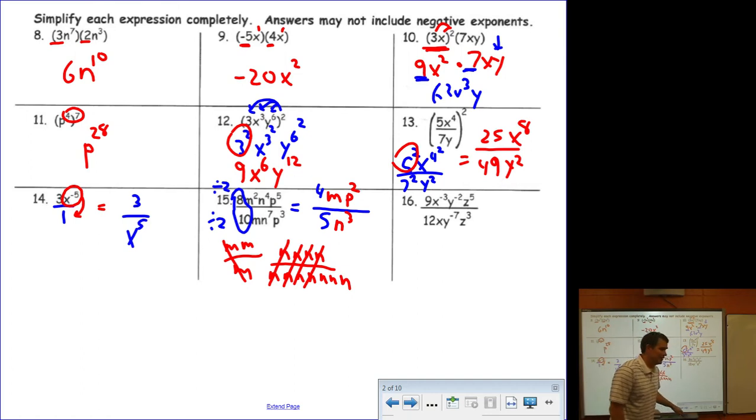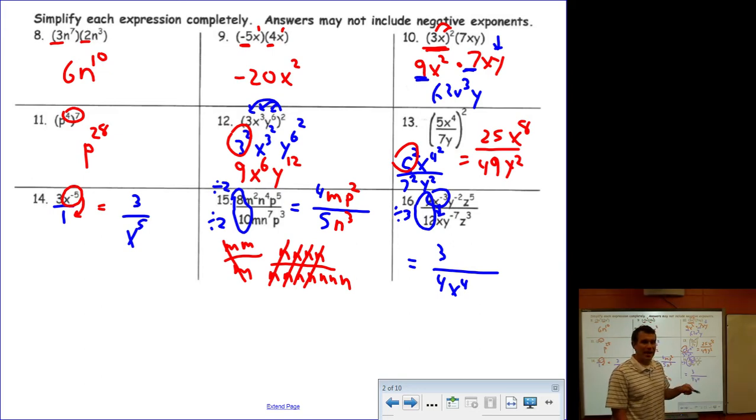16 is a little bit trickier because of the negative exponents. Let's walk through it. I would start with the 9 over 12. Both of those can be divided by 3. 9 over 12 reduces to 3 over 4. Now the x's. I've got this negative 3 on top. That, of course, moves it to the bottom. But the one on the bottom is staying there. So now I have all 4 x's on the bottom.